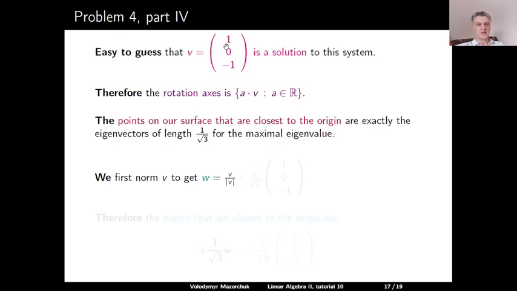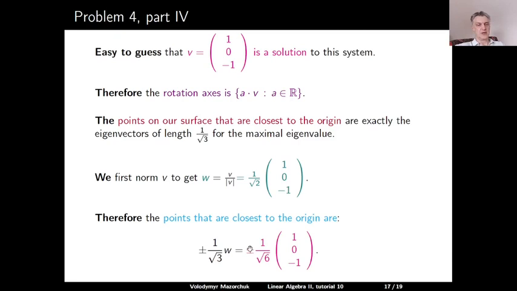So the length of v is the square root of 1 squared plus minus 1 squared, so it's the square root of 2. So we have the normed eigenvector 1 divided by the square root of 2, times 1, 0, minus 1. And therefore, the points that are closest to the origin are the points plus minus 1 divided by the square root of 3 times this normed eigenvector. And so these are the points plus minus 1 divided by the square root of 6, times 1, 0, minus 1. And this completes problem 4.